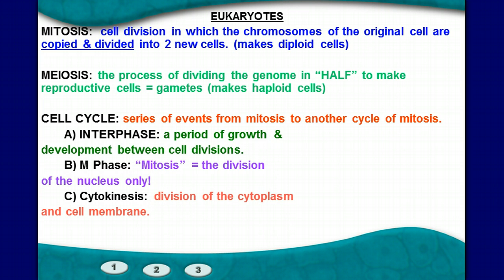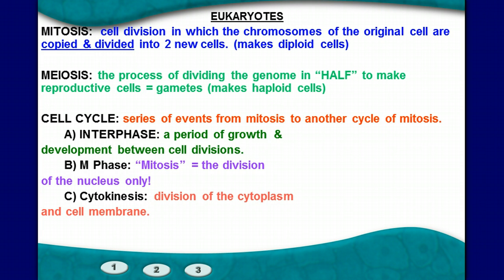The cell cycle, cell division in eukaryotic cells that have a nucleus, is going to go through one of two processes: the cell cycle including mitosis, or the cell cycle including meiosis. So let's take a look at the cell cycle itself. It's a series of events from mitosis or meiosis to another cycle, okay? It repeats itself. So interphase is basically the first phase. It is a period of growth and development between cell divisions, okay? It's a little bit more complex than that, but we're going to get to that in just a second.